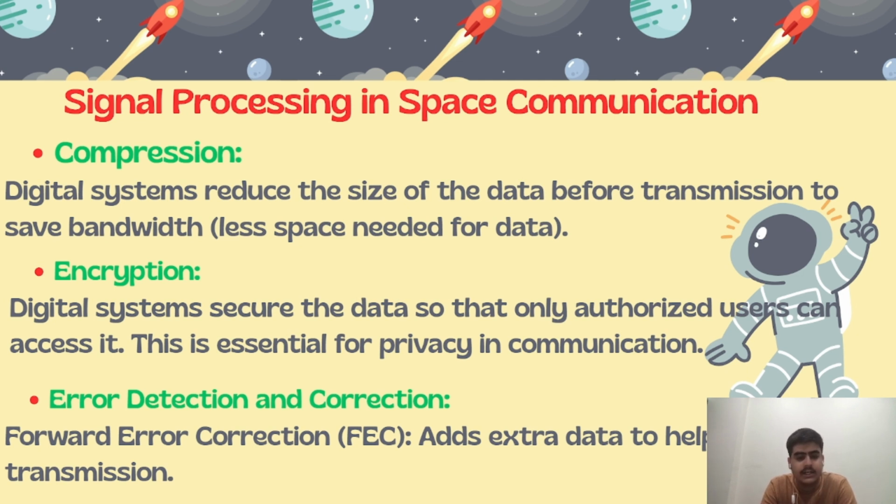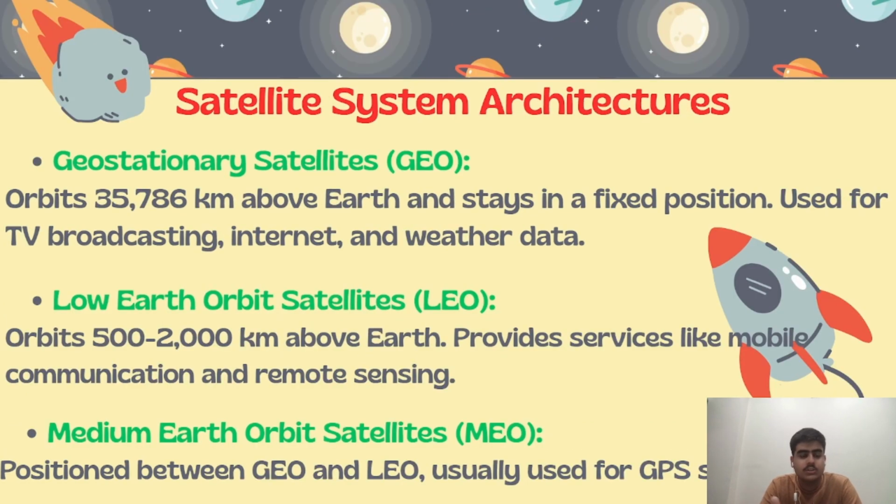And the third one is error detection. We have already talked about it, but let's look at it here: forward error correction, that is FEC, adds extra data to help fix errors in the transmission. As I talked about earlier, we are sending those 5 words in the example. Let's move on. The next one is satellite system architectures.